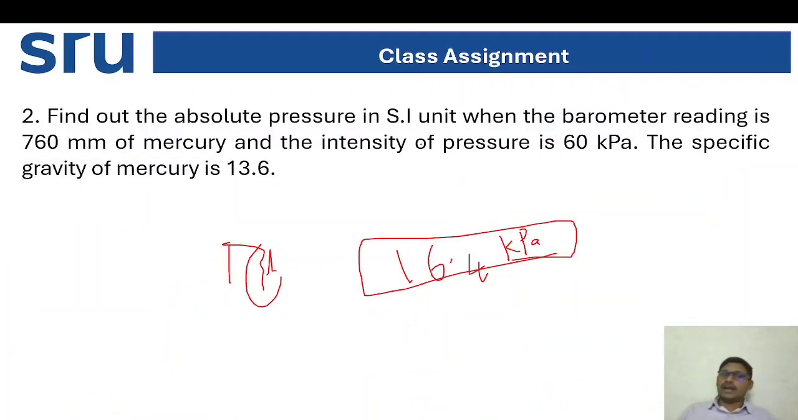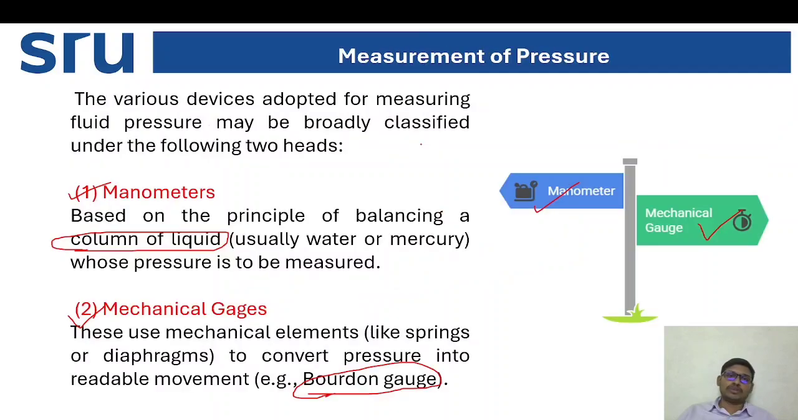In a similar way, I have given you one problem, where the intensity of pressure is 60 kilopascals and the specific gravity of the mercury is given. Here you just have to change the values, and you will get 16.4 kilopascals.